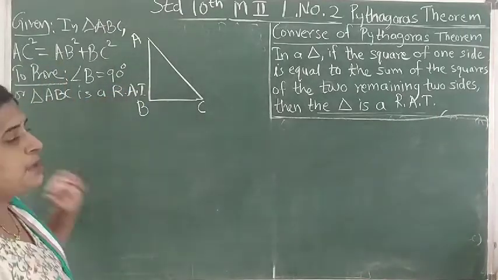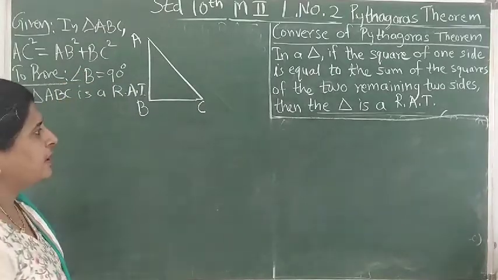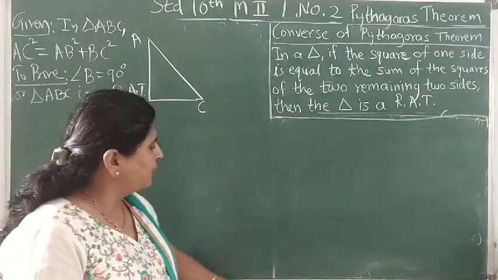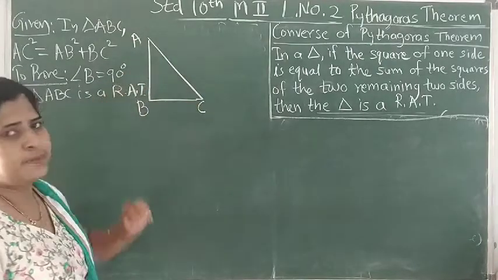Okay, so this has become the proof statement. Either you can write to prove this or this. Any one you can write. Okay, now how can we prove it without any help? We know just AC square is equal to AB square plus BC square.